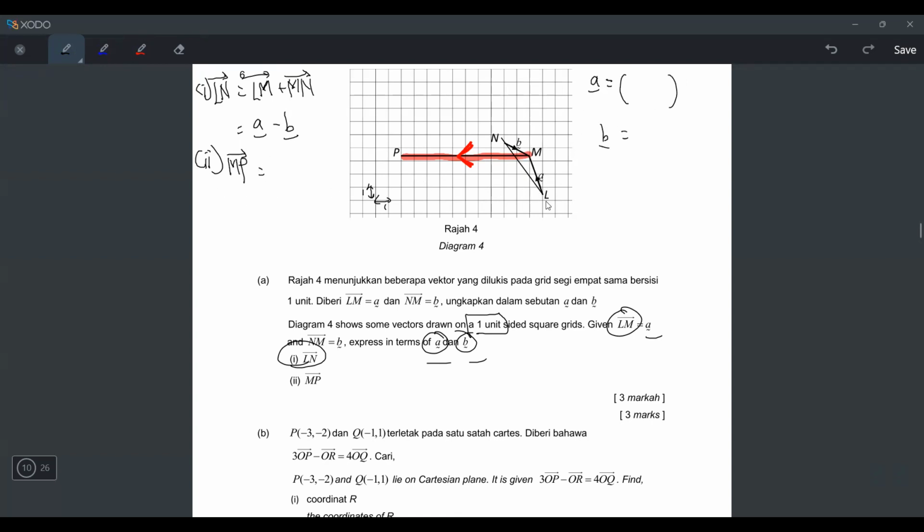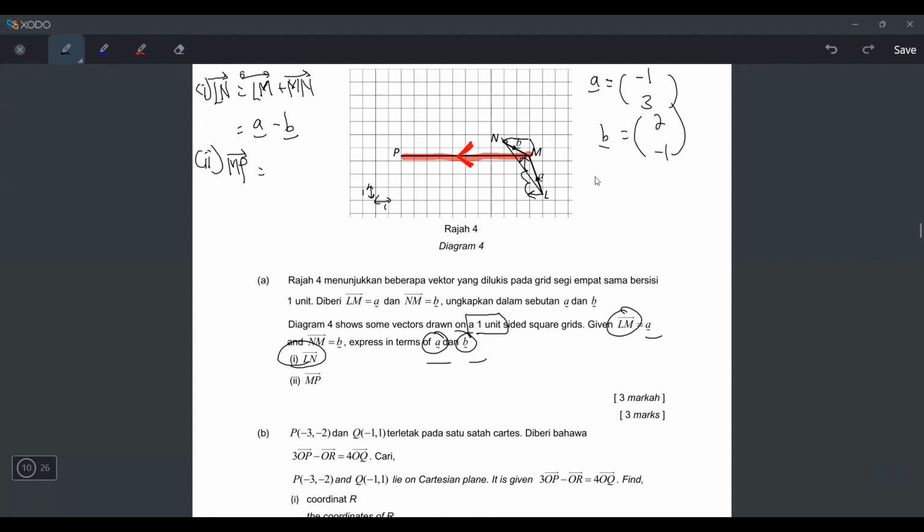If you look at vector A, it's 1 to the left and then 1, 2, 3 up. So it's negative 1i plus 3j, or you can write it as negative 1, 3 in brackets. Negative because it's going to the left, and 3 is positive because it's going up. Now what about vector B? It starts from here and goes 2 to the right and 1 down. So it's actually 2i minus 1j, or 2, negative 1 like this.